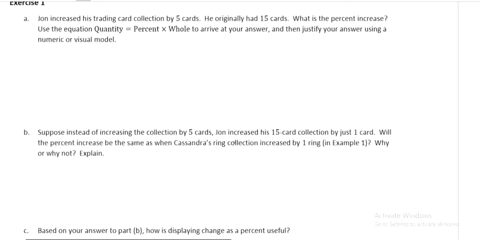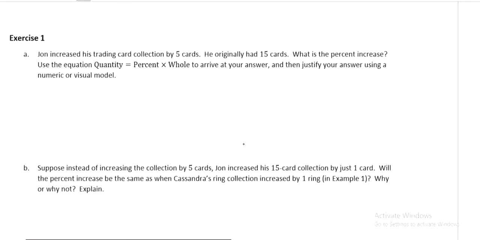All right, let's move on to this exercise 1. So exercise 1, John increased his trading card collection by 5 cards. He originally had 15 cards. What is the percent increase? We're going to use that equation, quantity, which you could think of as part, equals percent times whole, to arrive at your answer. Then justify your answer using a numeric or a visual model.